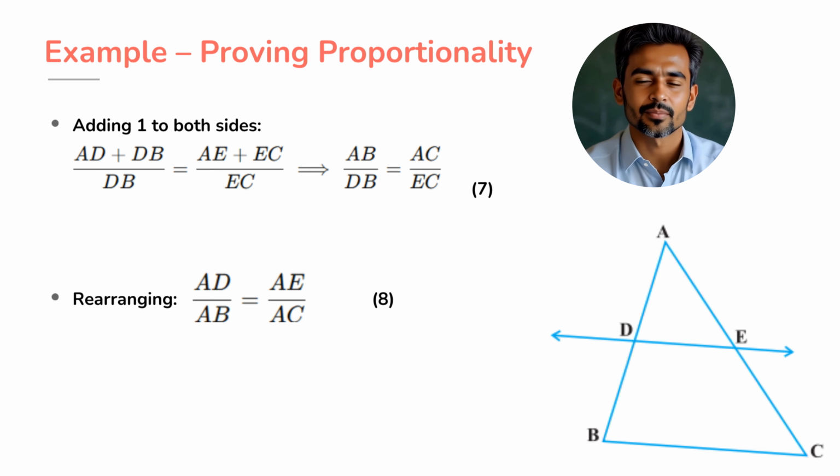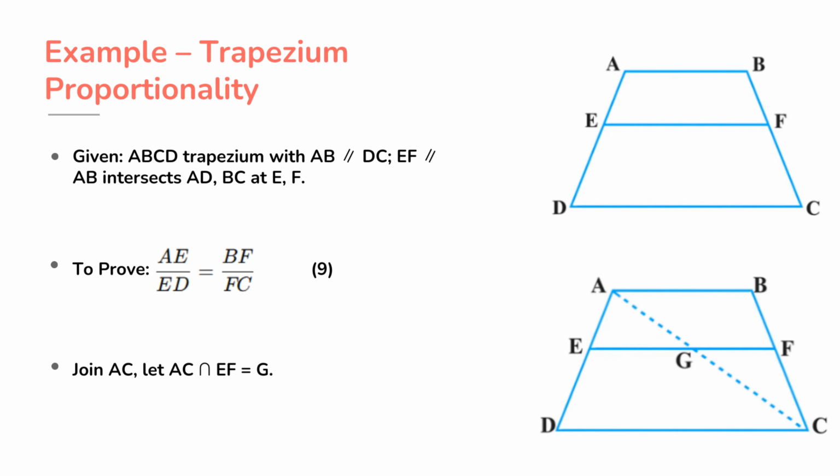Hello everyone. Let's look at a very interesting application of proportionality inside a trapezium. We are given trapezium ABCD, where side AB is parallel to side DC. A line EF is drawn parallel to side AB, intersecting side AD at point E and side BC at point F. Our goal is to prove that side AE divided by side ED equals side BF divided by side FC. Let's call this equation 9.